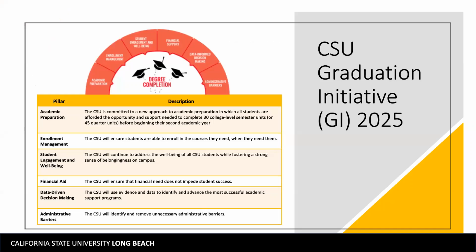First, I would like to provide a brief overview of the CSU Graduation Initiative 2025, or GI 2025, which was launched in 2015. Shown here are the 6 pillars, or operational priorities, the CSU identified to effectively implement graduation initiative efforts across the system. The CSU embarked on a major effort to double its graduation rate by 2025 and eliminate achievement gaps for underrepresented minorities, first-generation college students, and low-income students.